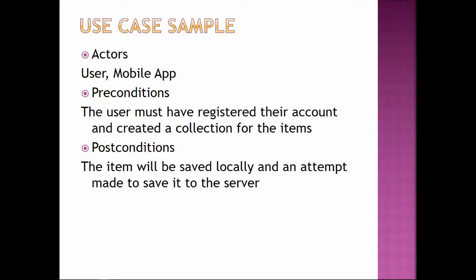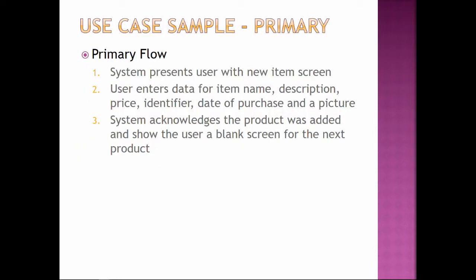All right. So you can see already, use cases are a great way to directly relate to how testing is going to happen. So then here's the primary flow. You've got 3 steps. The system presents the user with a new item screen. The user enters data for item name, description, price, and so on. And then the system acknowledges that the product was added and shows the user a blank screen for the next product. So already it kind of looks like a test case in itself.